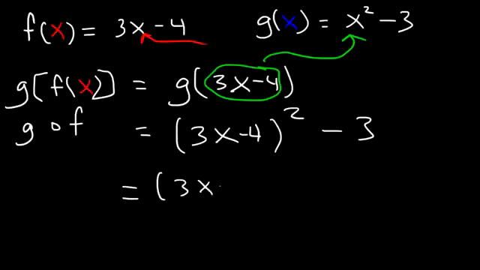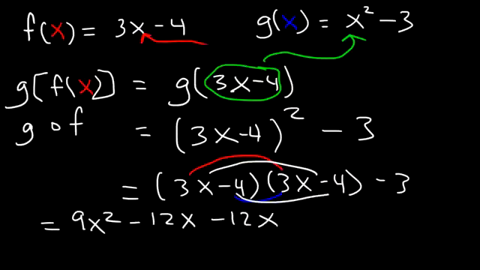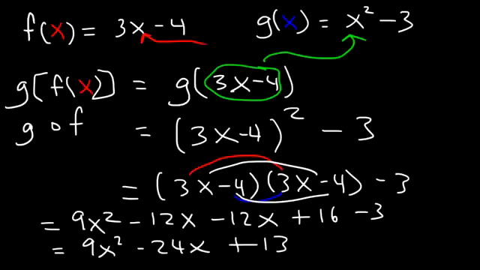3x minus 4 squared is 3x minus 4 times 3x minus 4. So if we FOIL it, 3x times 3x, that's going to be 9x squared. And then 3x times negative 4, that's negative 12x. Negative 4 times 3x is also negative 12x. And then negative 4 times negative 4 is 16. Negative 12 minus 12 is negative 24. 16 minus 3 is 13. So this is the value of g of f of x.